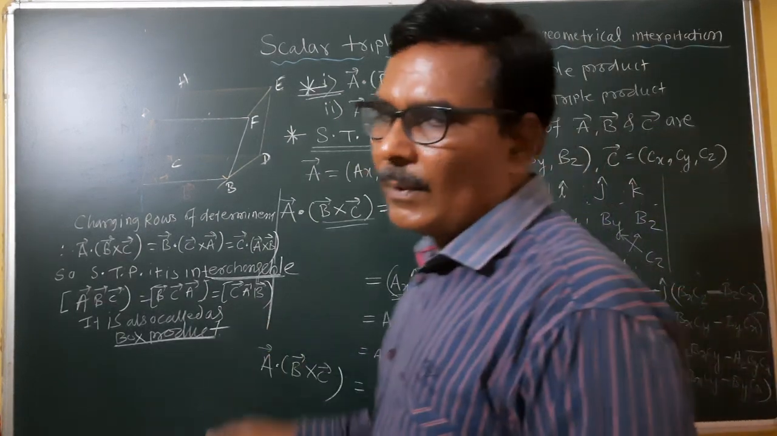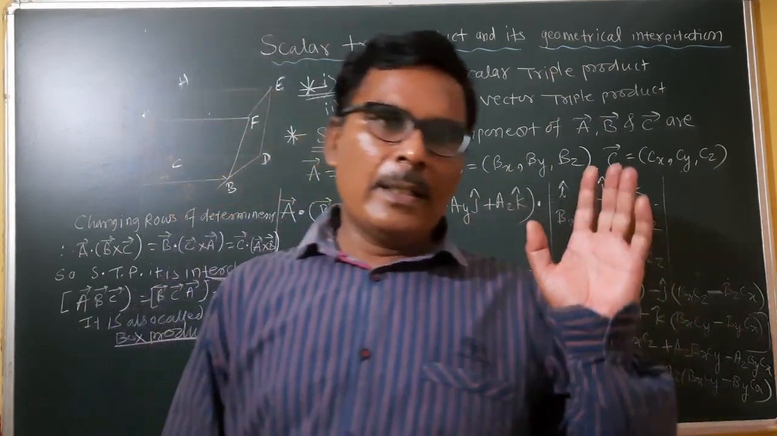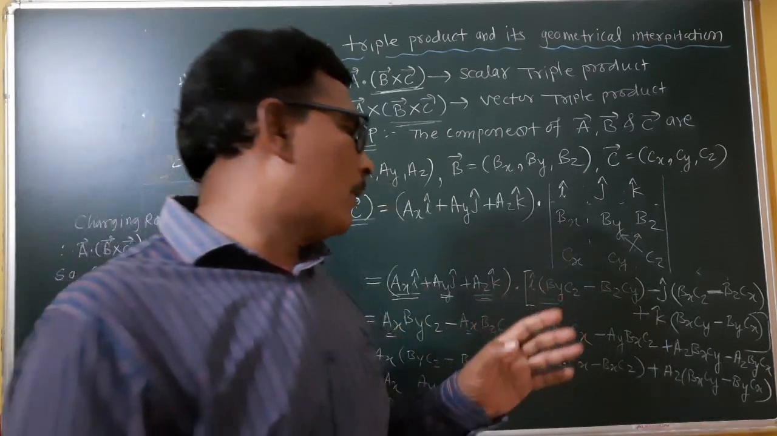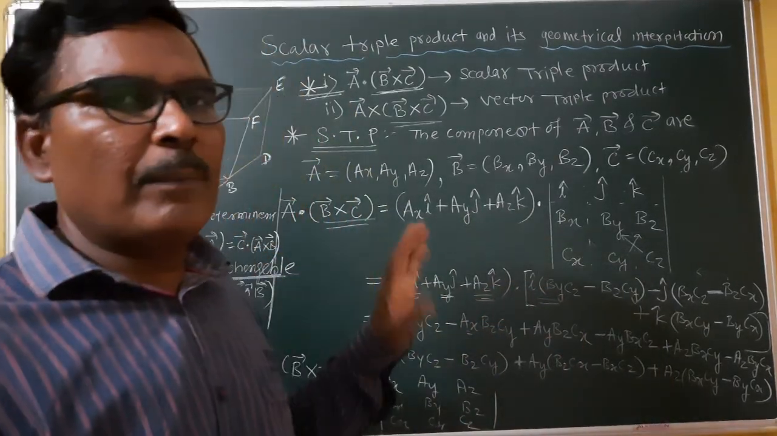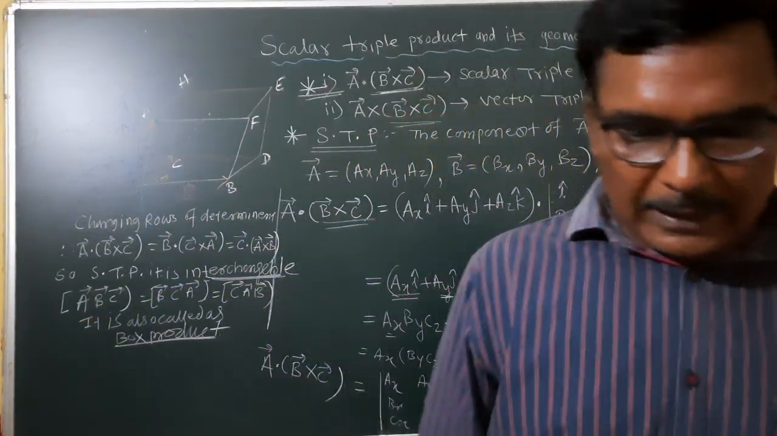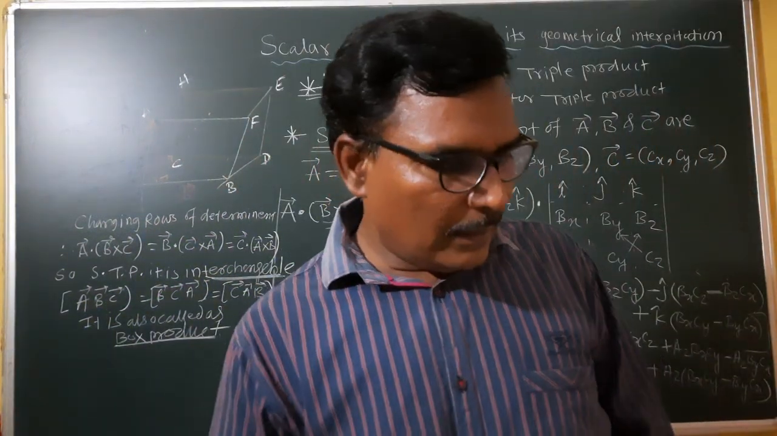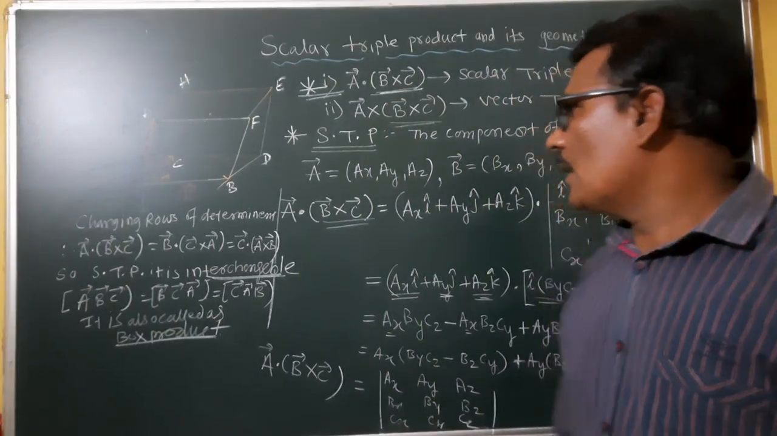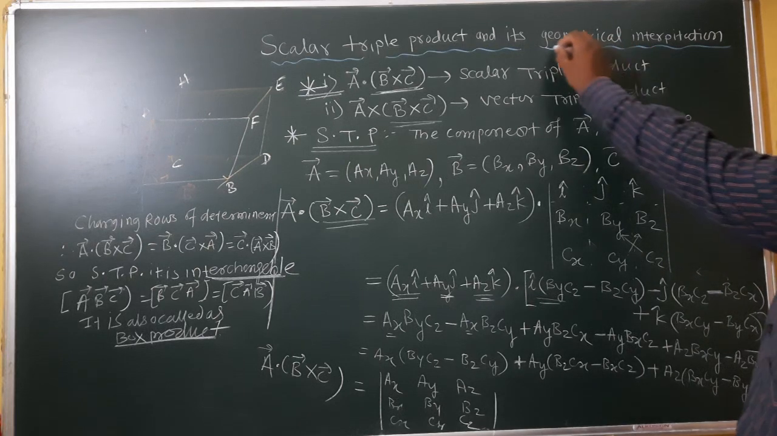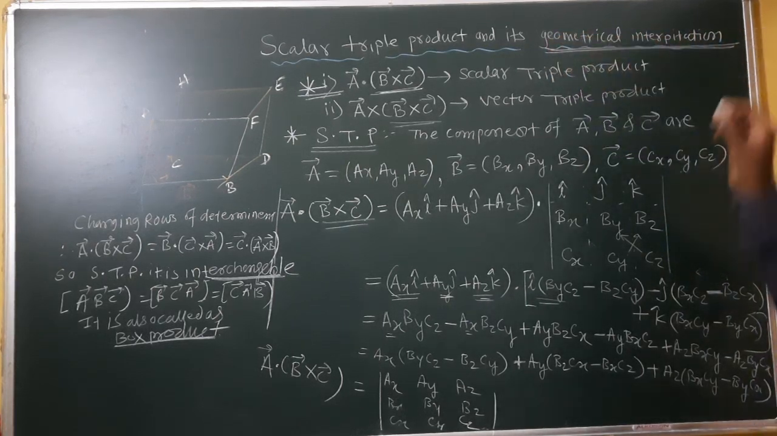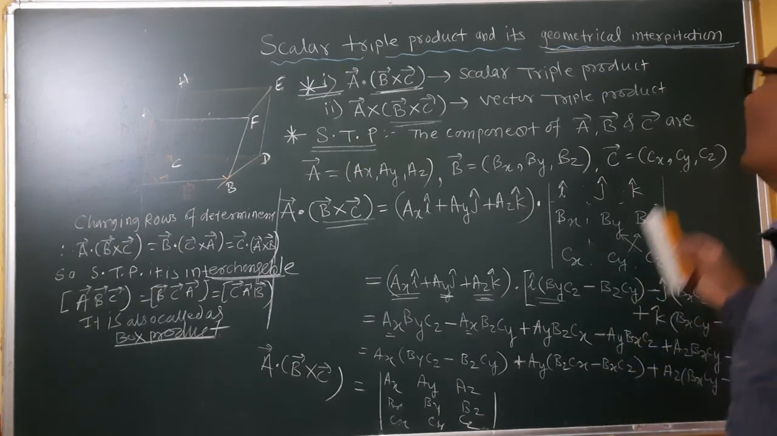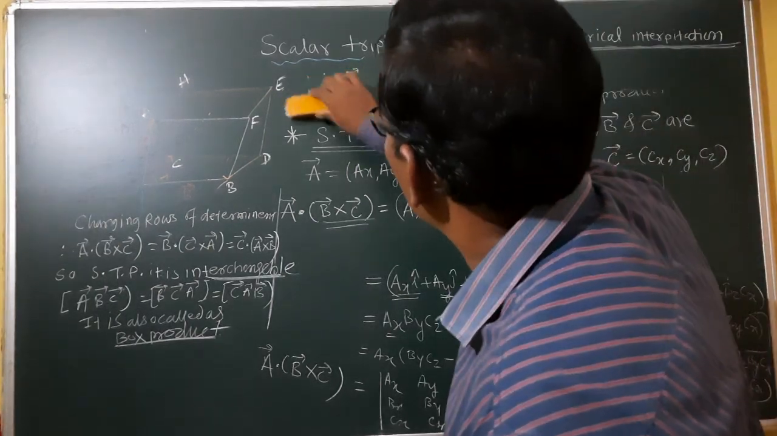So the scalar triple product is also called a box product, and its rows can be interchanged. So the scalar triple product and vector triple product can be interchangeable. We have to write down all these things, they are very important. And after that, what is the geometrical interpretation of the scalar triple product? Now we have to write the geometrical interpretation.